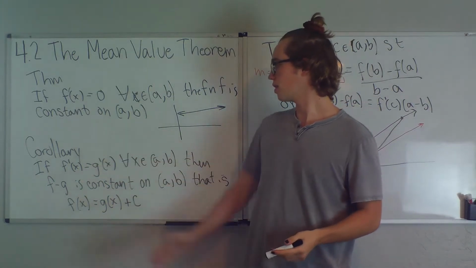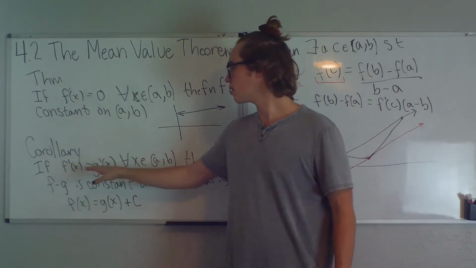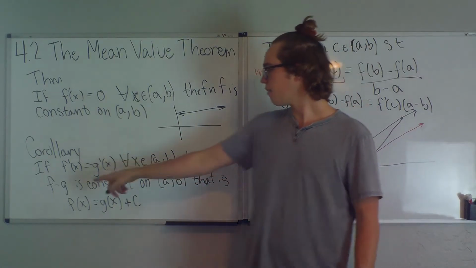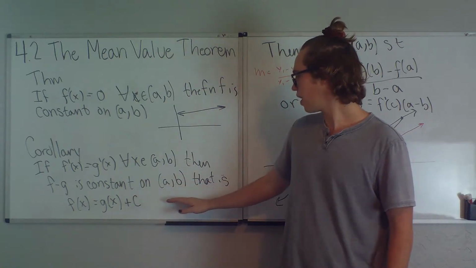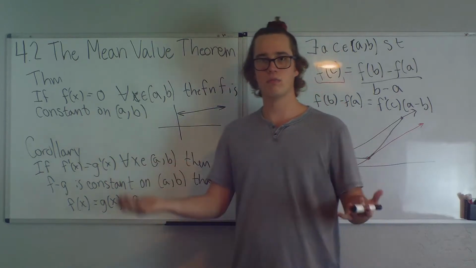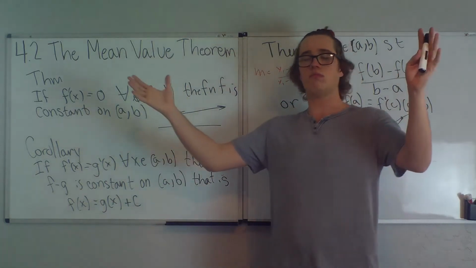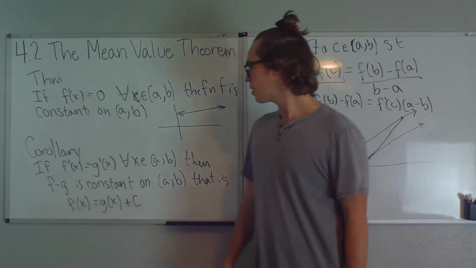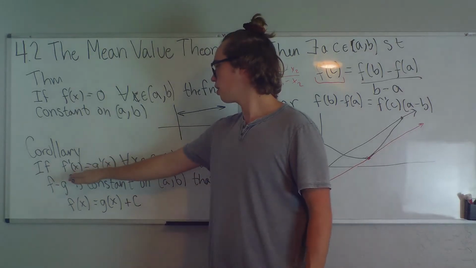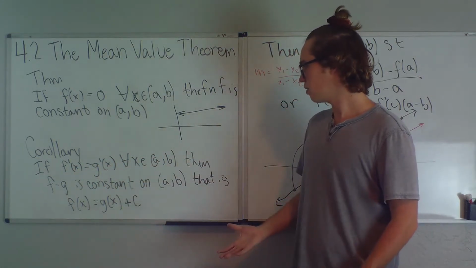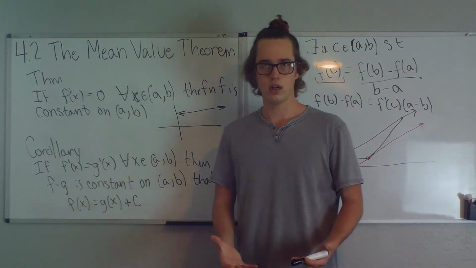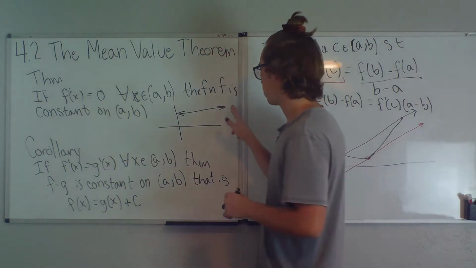A corollary to this states that if f prime of x is equal to g prime of x for all x in a to b, then f minus g is constant on a to b. And what is that saying? It's saying that f of x is equal to g of x plus some constant c. Well, what does that mean? If the derivatives are equal to each other, then the functions are going to be nearly equal to each other. They're going to be shifted by some position, right?